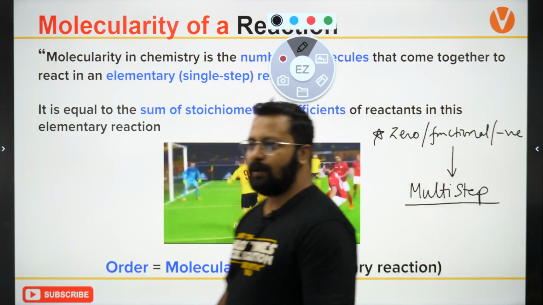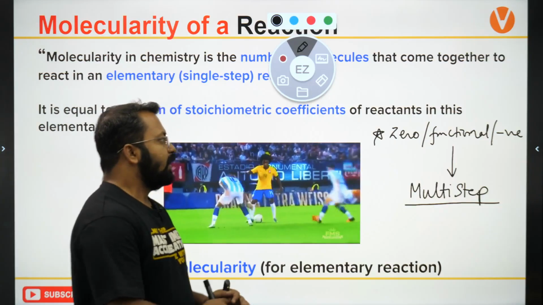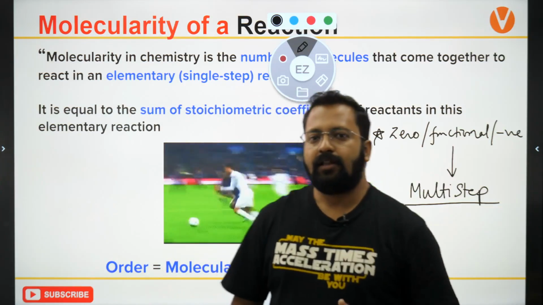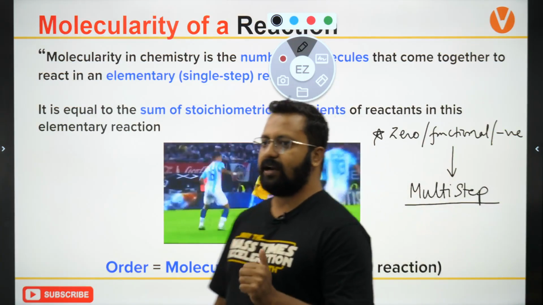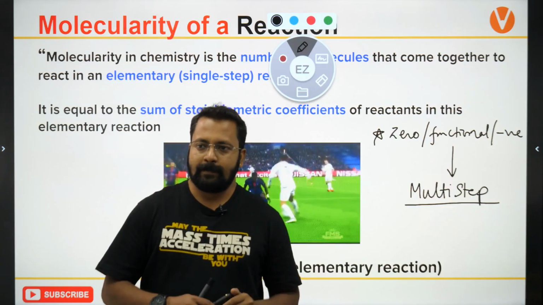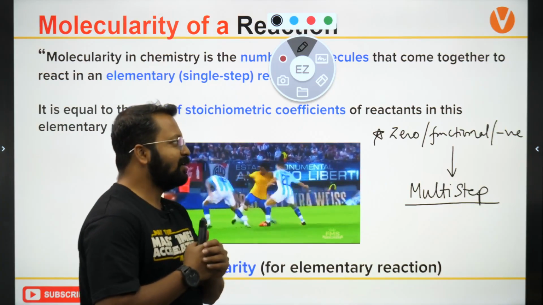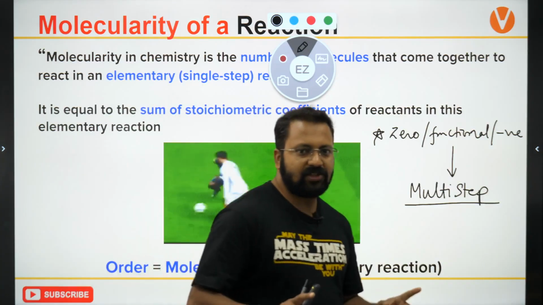They are multi-step reactions. Is this statement correct or incorrect? If it is a zero, fractional or negative order reaction, the reactions are multi-step reactions. The statement is correct.